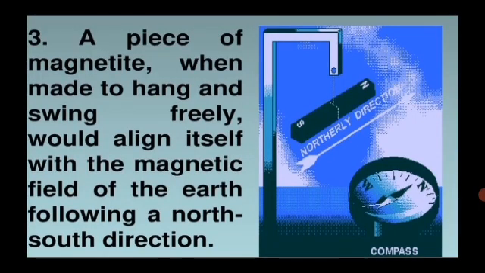A piece of magnetite, when made to hang and swing freely, would align itself with the magnetic field of the earth, following a north-south direction.